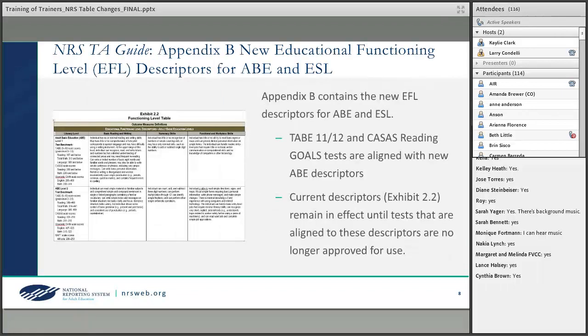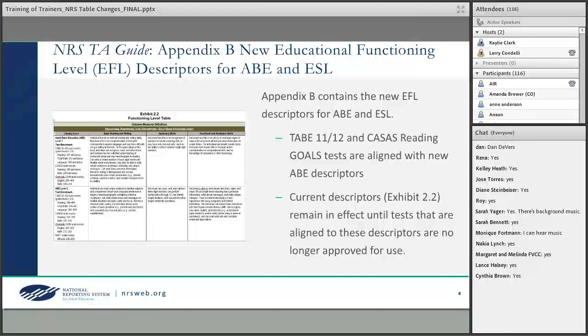Next thing, one other thing I want to show about the new TA guide is that it contains the EFL descriptors, both the new ones and the current ones. As you know, we have been revising the EFL descriptors to be more up-to-date and linked to the CCR standards and the new ELP standards that have been developed. And these descriptors have been written for the next generation of tests.